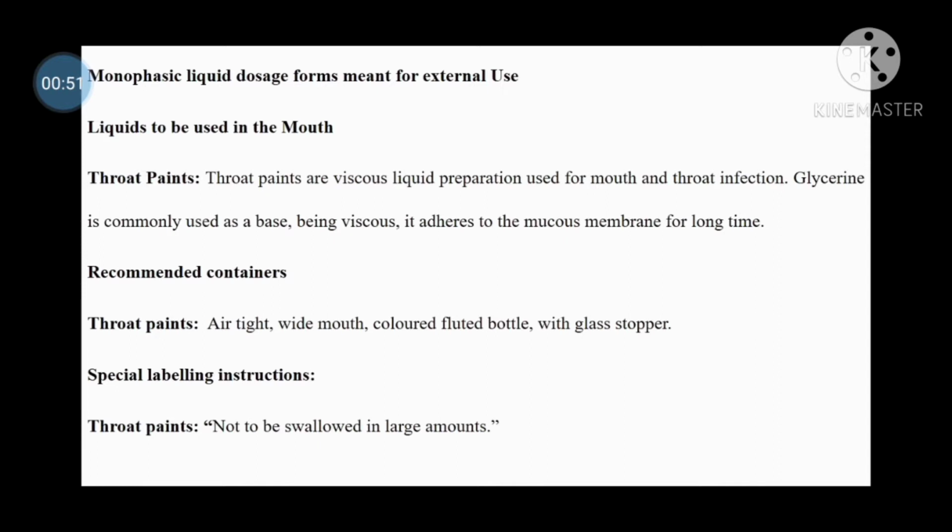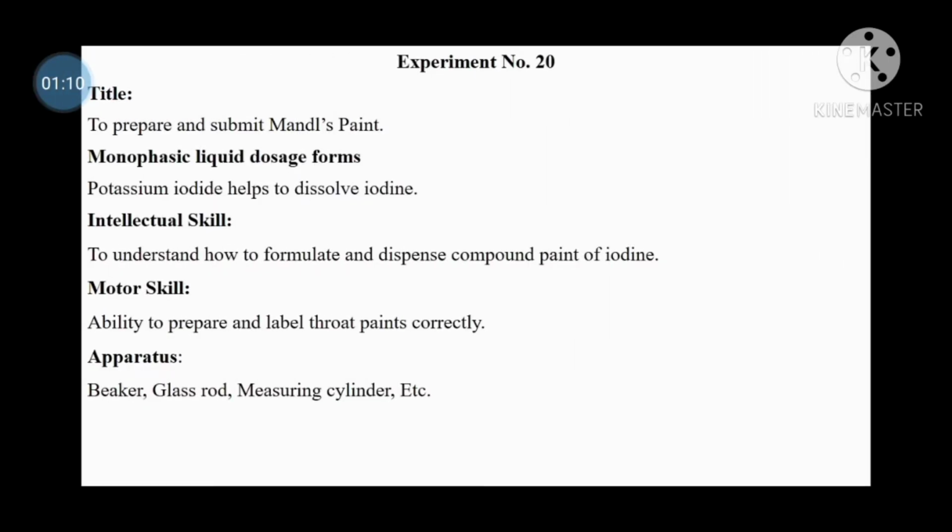The recommended container for throat paint is an airtight, wide mouth, colour fluted bottle with a glass stopper. Special labeling instruction for throat paint: not to be swallowed in a large amount. So let's start experiment number 20: to prepare and submit Mandel's paint, a monophasic liquid dosage form, in which potassium iodide helps to dissolve the iodine.